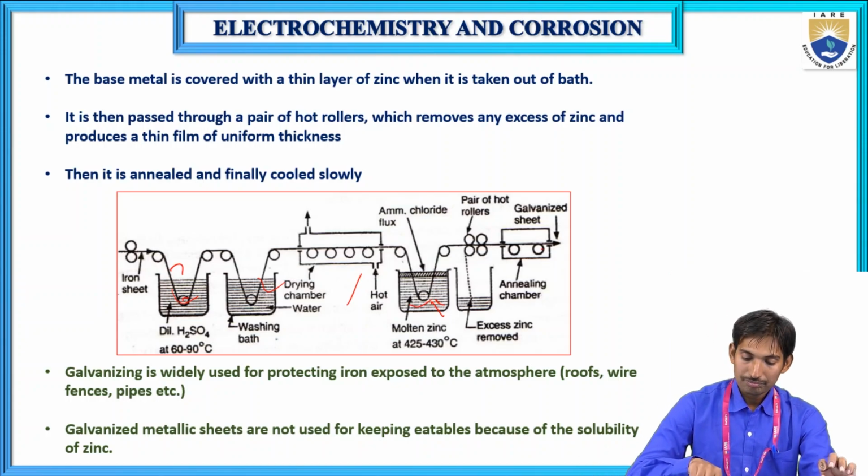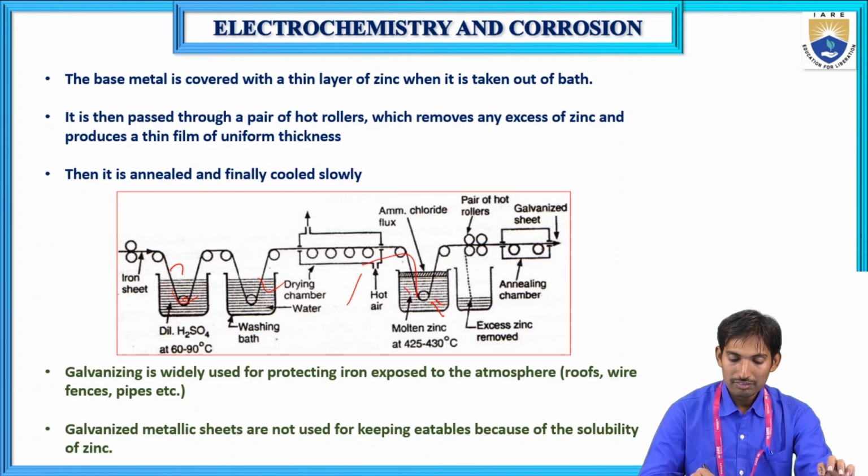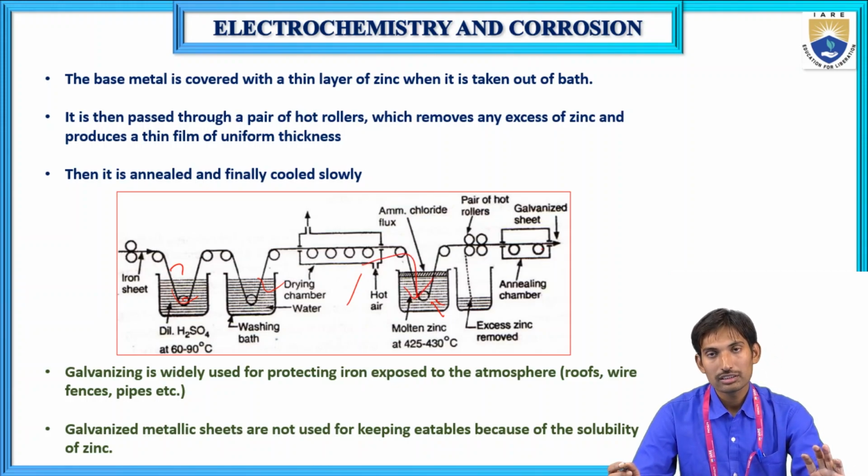Here, what happens? Our base metal will be coated with zinc. Okay, zinc coated base metal. To get a uniform coating, we have to send this zinc coated base metal into the pair of hot rollers. The pair of hot rollers can remove the excess coating.